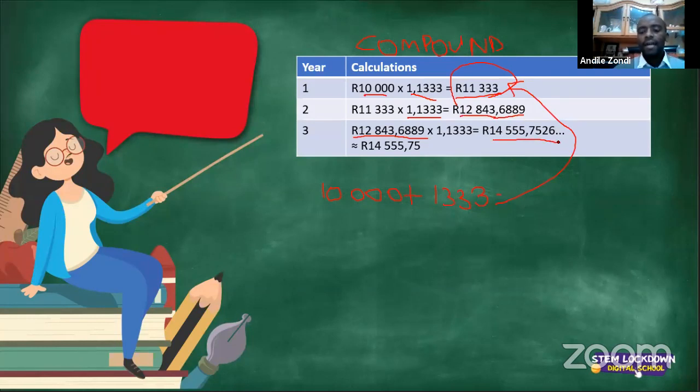Now notice my values, all of my values are not rounded off, because I haven't reached my final answer. You only round off at your final answer. So that's why I'm not rounding off my figures. I'm only rounding them off at my final answer. So after 3 years, she would have earned 14,555.75. Okay, it may be a bit complicated, but just revise this page.